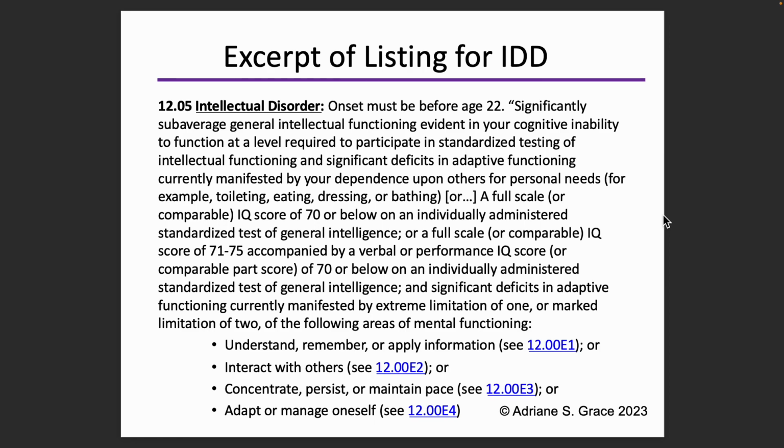I will say this though, sometimes the testing is done when they're a child, so it's done with the intellectual testing that they do for children, and what Social Security wants to see is the adult one. So when your child is 17, you may need to get another IQ test done for purposes of qualifying under this listing.